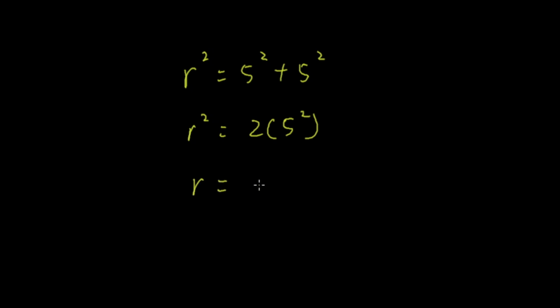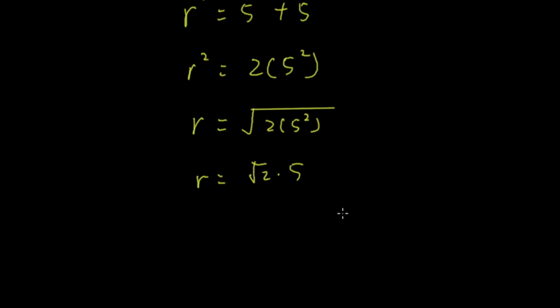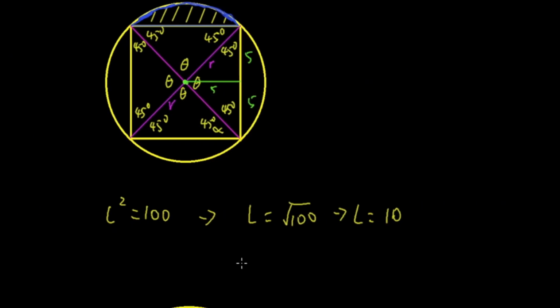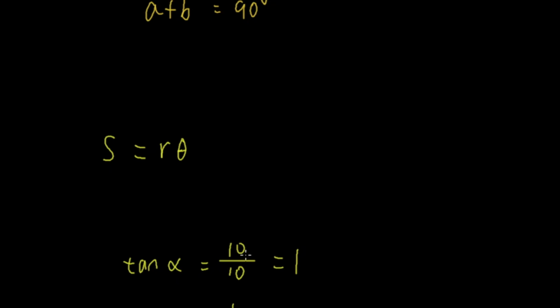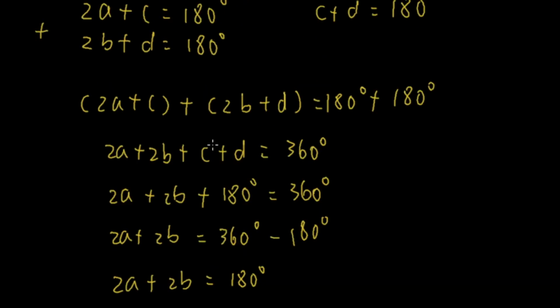Take the square root of both sides. Now, notice that the radius has to be positive. So we will take the positive value. So r is equal to the square root of 2 times 5. To rewrite this, r is equal to 5 square root of 2. Okay, now we have both the radius and the theta. So we can calculate the arc length here.